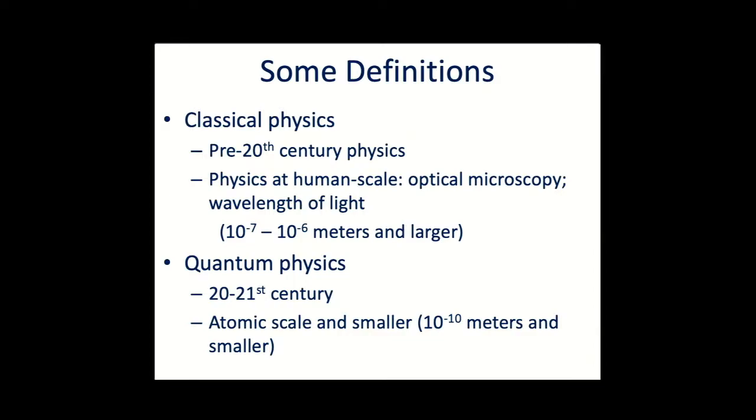So classical physics is the physics basically pre-20th century. It deals with things that happen at the human scale and above. And by human scale, I mean actually things that are accessible with light, which is about 10 to the minus 7 meters and larger, which is about 1,000th of the diameter of a human hair. Quantum physics more recently is at the atomic scale and smaller, which is 10 to the minus 10 meters and smaller. So these are kind of usual definitions, but what I hope to do tonight is to kind of tell you that this isn't really the whole story.